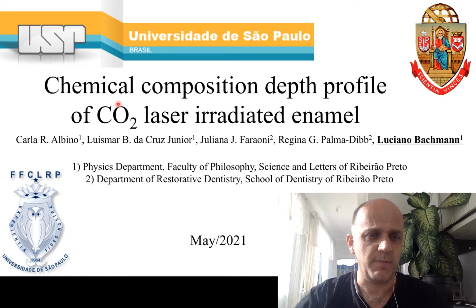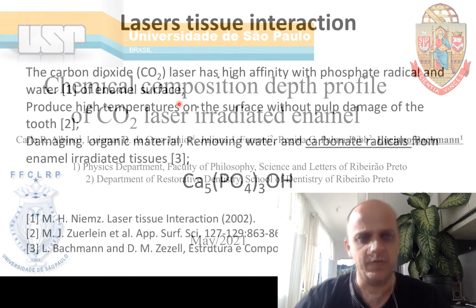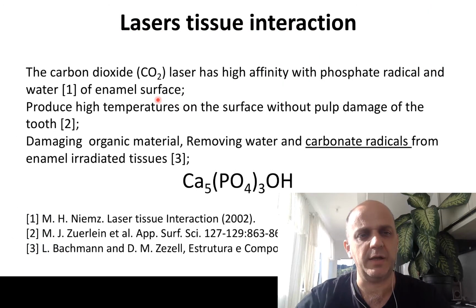In this study, we measure the chemical composition depth profile of a carbon dioxide laser irradiated enamel. First of all, we must remember that carbon dioxide lasers have high affinity with the phosphate radical. The phosphate radicals are in the inorganic matrix, and the same wavelengths of carbon dioxide laser have high affinity with the water content of the enamel surface. So when these lasers interact with the enamel, they produce high temperatures on the surface, but at the same time you don't have pulp damage, you don't have high temperatures in the pulp of the tooth.